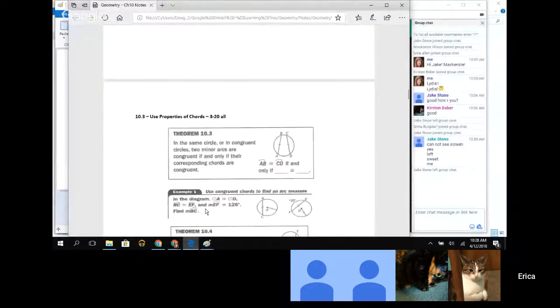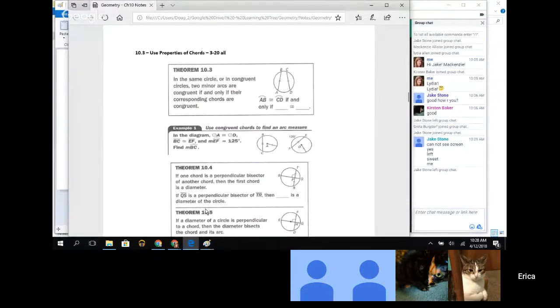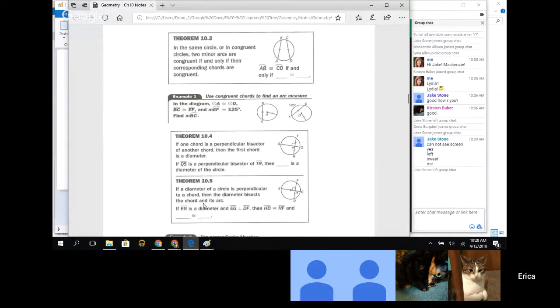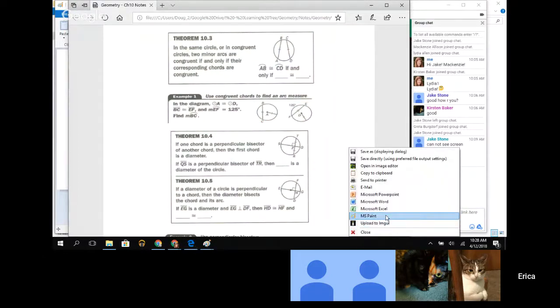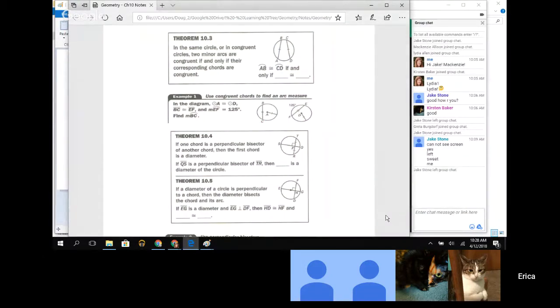Okay. Time for some more theorems. All right, so this is 10.3, properties of chords. So what is a chord and how is it different than a diameter or radius? Who remembers?